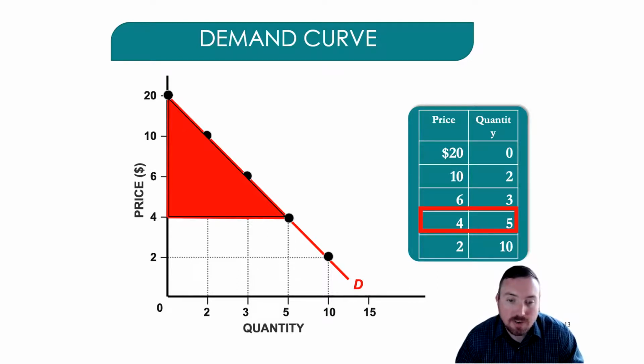The base here would be 5. All right, so 1/2 times our base 5 times our height 16 would give us our total consumer surplus.